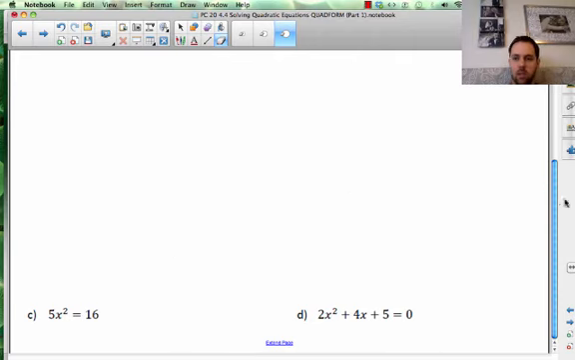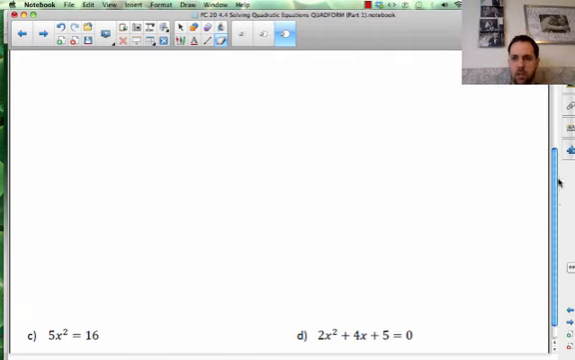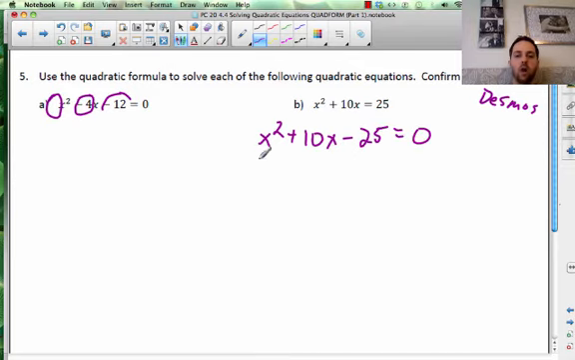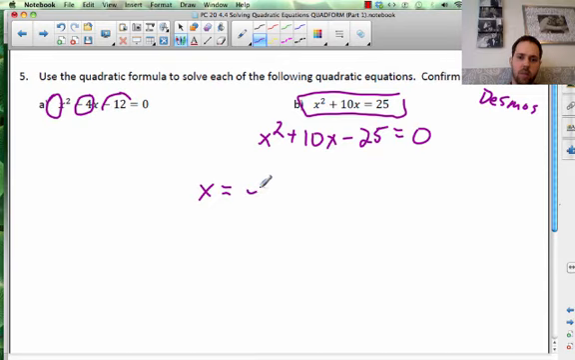Clear my space a little bit here, because these ones are quite space filling. So very quickly move your 25 over to the other side by subtracting. So x squared plus 10x minus 25 equals 0. They always have to be all on the same side in order for you to get the proper signs and set equal to 0 for you to use the quadratic formula. So x equals negative b, so that would be negative 10 plus or minus square root.